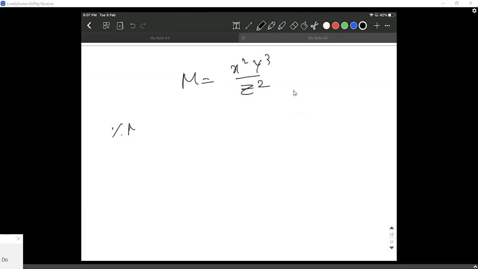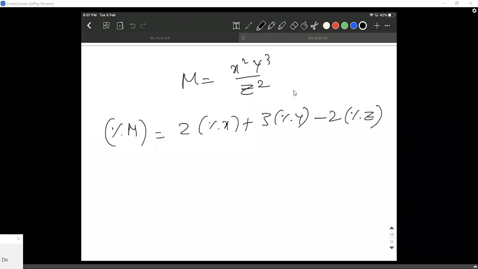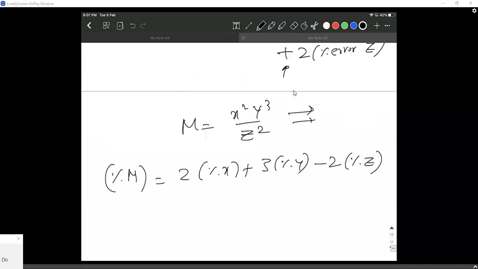Let us write percentage m equals 2 into percentage x plus 3 into percentage y minus 2 into percentage z. Let's write it with the minus. And in the question, someone mentioned x has a percentage error of plus or minus 1. Y and Z all have percentage errors of plus or minus 1. Somebody gave a question like that. All are plus or minus 1. You know what plus or minus 1 means?